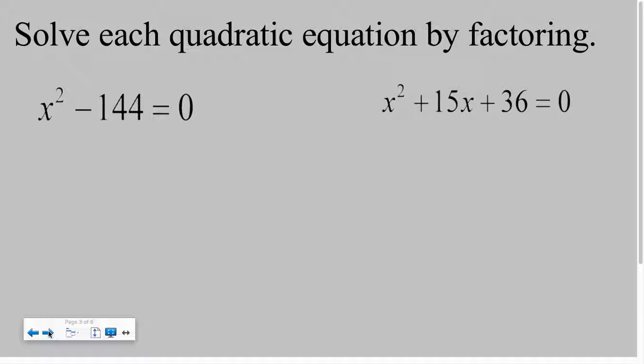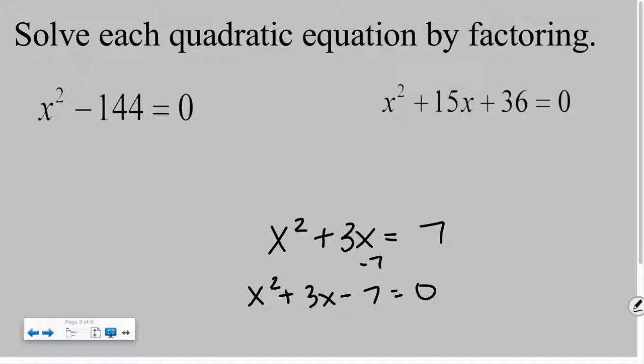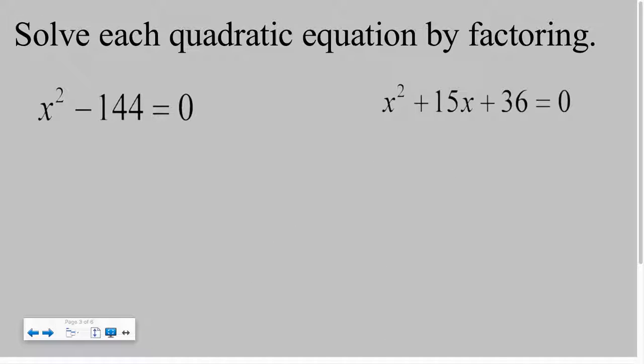If I had one like x squared plus 3x equals 7, you would have to subtract your 7 over so that it made it equal to 0. Do you know what I'm trying to say? You won't have that today, but tomorrow or Friday. Okay, so once it's equal to 0, now we just go through our factoring rules.